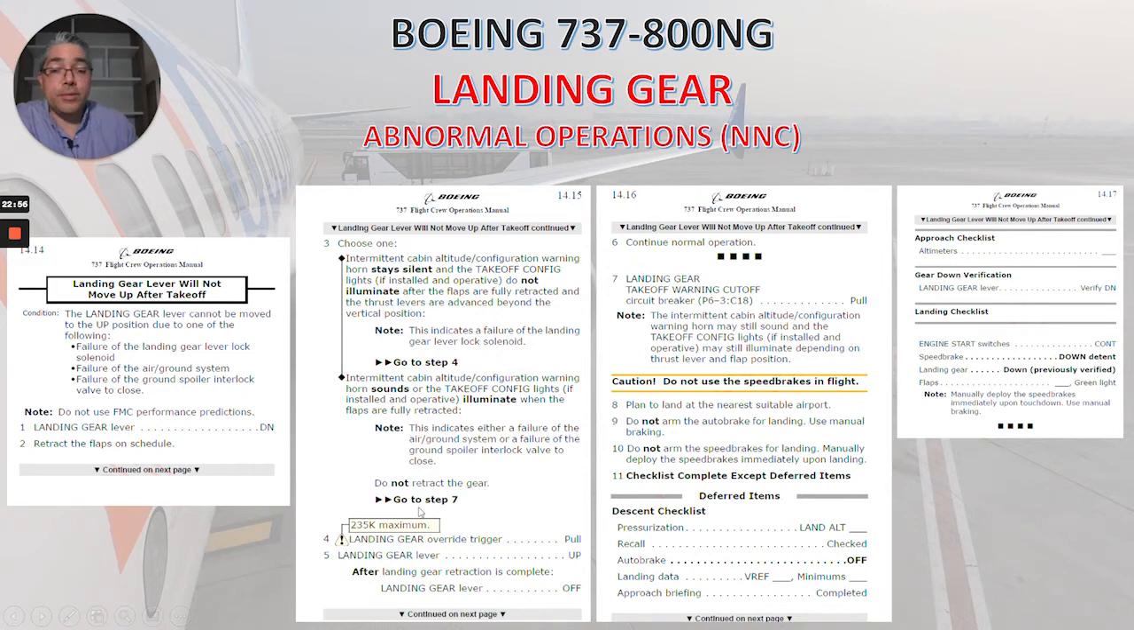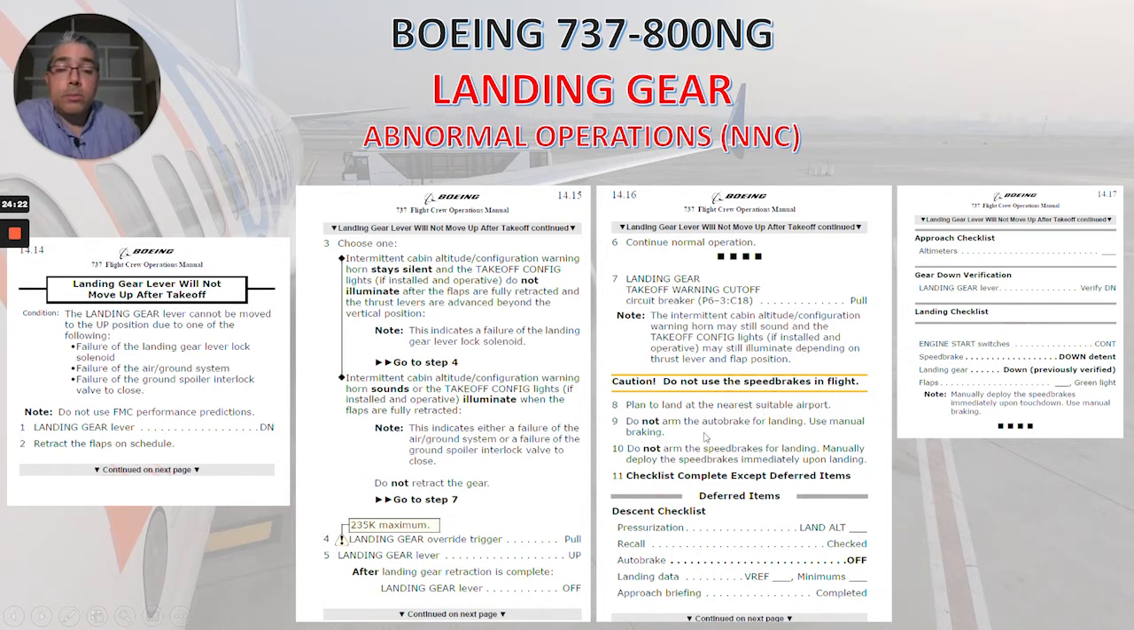Go to step 7. Step 7 says landing gear takeoff warning cutoff circuit breaker pull. Note, the intermittent cabin altitude configuration warning horn may still sound, and the takeoff config lights, if installed and operative, may still illuminate depending on thrust lever and flap position. Caution, do not use the speed brakes in flight. Plan to land at the nearest suitable airport.